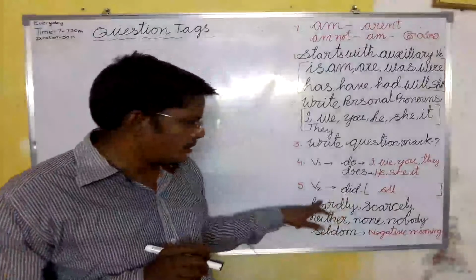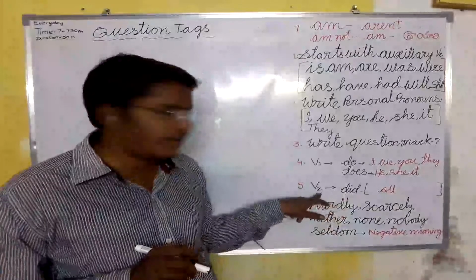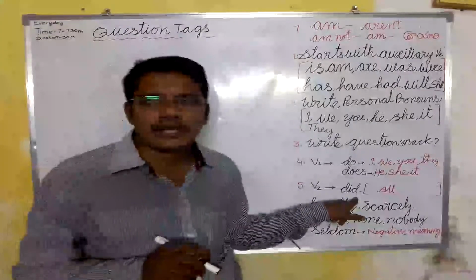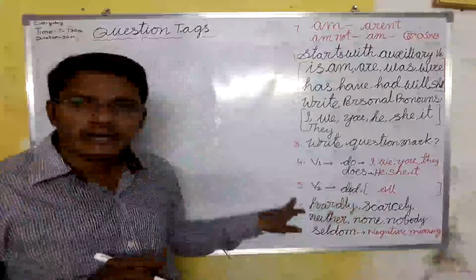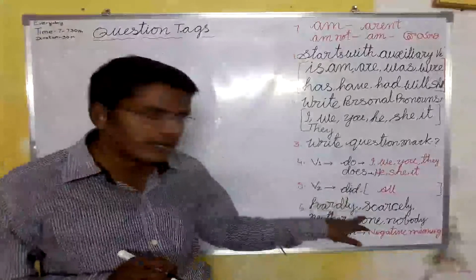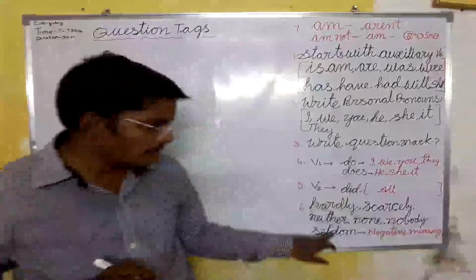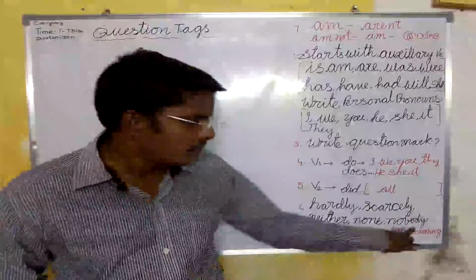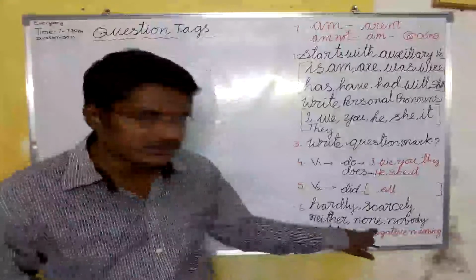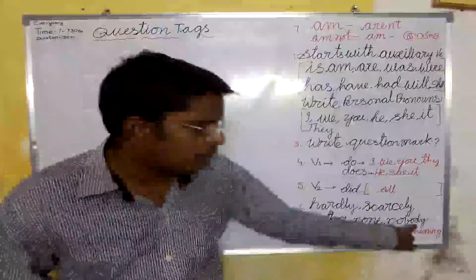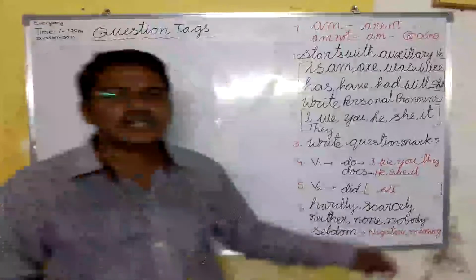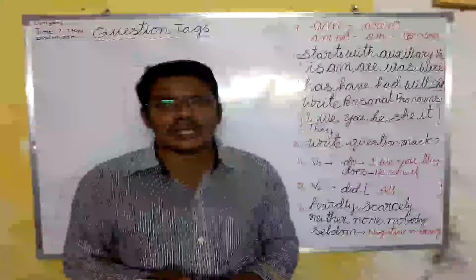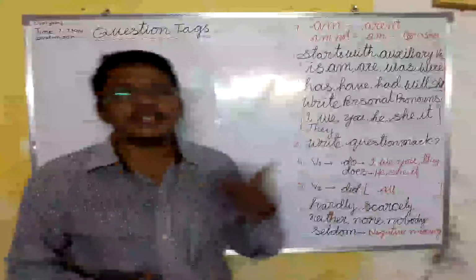Next. If there is a main verb V2 ఉంటే మనము did use చేయాలి. Next, if you observe these words in the sentence, అంటే hardly, scarcely, neither, nor, nobody, none, these words are all negative. అవి ఎప్పుడు నెగటివ్ అర్థాన్ని ఇస్తాయి. So if they come in the sentence, మనం పాజిటివ్ గా రాయాలి. That you have to keep in mind.